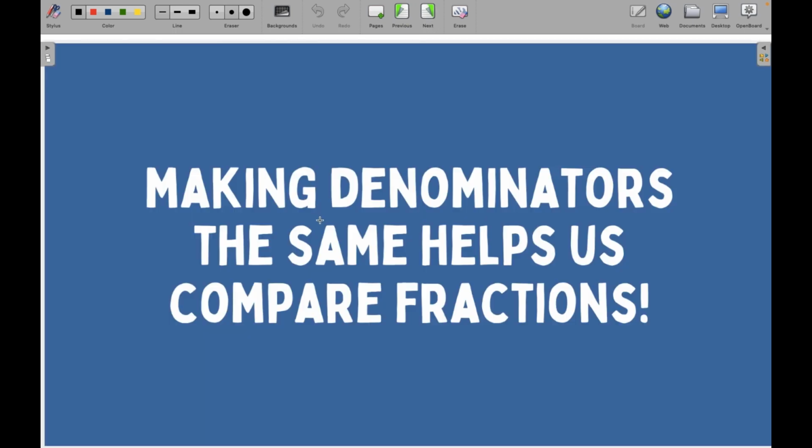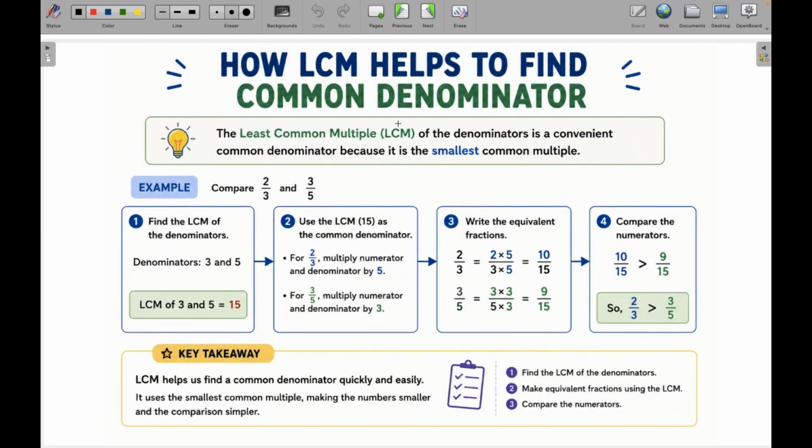So first of all, we'll see how we find common denominators. That we have already discussed when we are converting unlike fractions to like fractions. So for example, we have to compare 2 by 3 and 3 by 5. We find the LCM of the denominators, which is 3 and 5. Again, we can use any method. We can use the listing method, the factor tree method, or the division or the cake ladder method.